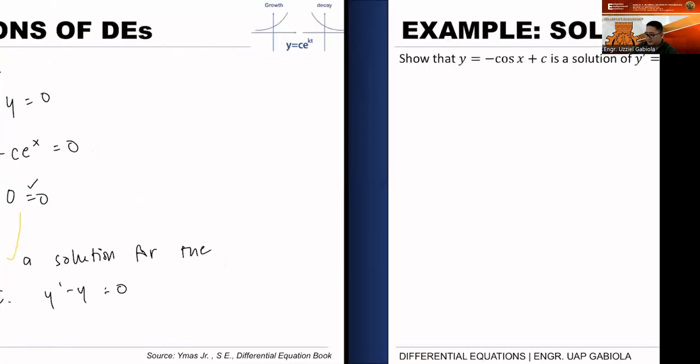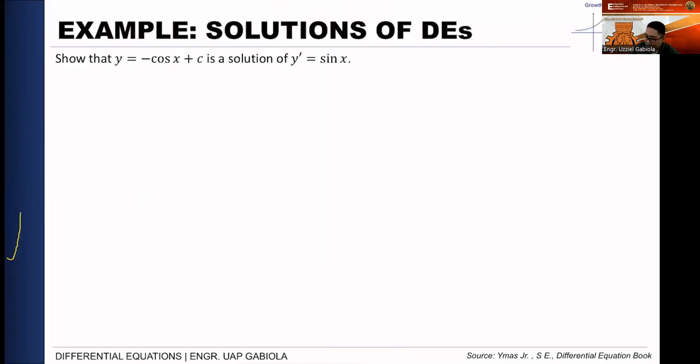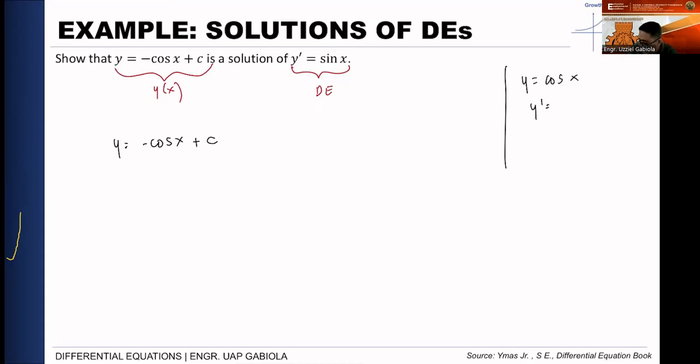Okay, another one. So, yan. So, show that itong function daw na to, so ito yung tatawagin nating yx o yung solution natin. And then, ito yung ating differential equation. No? So, kailangan eliminate lang natin yung constant nito. Okay? Sa differential equation, ang derivative ng cosine is negative sine x dx. Okay? So, dito, y prime, so negative 1 multiplied by negative sine x times 1 plus 0 kasi constant yun. So, y prime is equals to sine x.